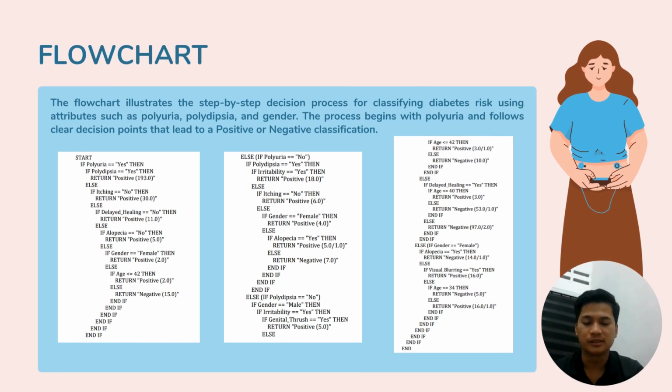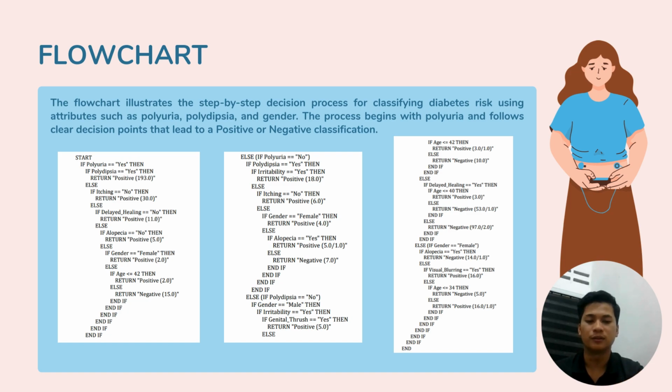This flowchart illustrates the step-by-step decision-making process used to classify diabetes risk based on several key attributes, including polyuria, polydipsia, itching, delayed healing, gender, and age. The process begins by evaluating whether polyuria is present and continues through a series of clear decision points based on symptoms and demographic features. At each stage, the model checks specific conditions and directs the classification toward either a positive or negative diabetes risk outcome.